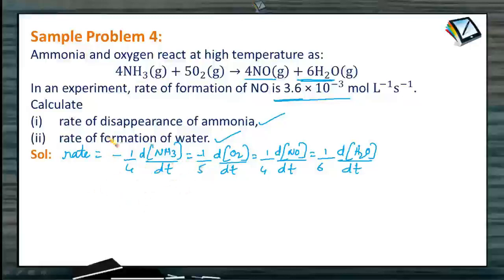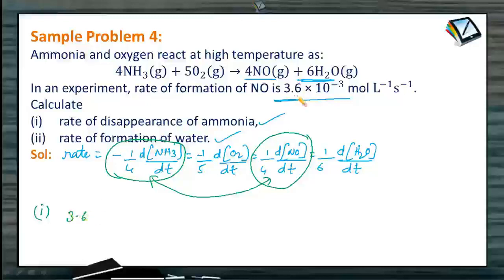Then we need to calculate the disappearance of ammonia. See from this equation, rate of disappearance of ammonia and the rate of formation of NO both are the same, isn't it? So what will be the answer for rate of disappearance of ammonia? It will be definitely equal to rate of formation of NO, and that value is directly given in the numerical, that is 3.6 into 10 power minus 3 mole liter inverse second inverse. For the second part, rate of formation of water is required. So rate of formation of water means d[H2O]/dt is required. So when this is required, you can equate with this one to get the final answer.